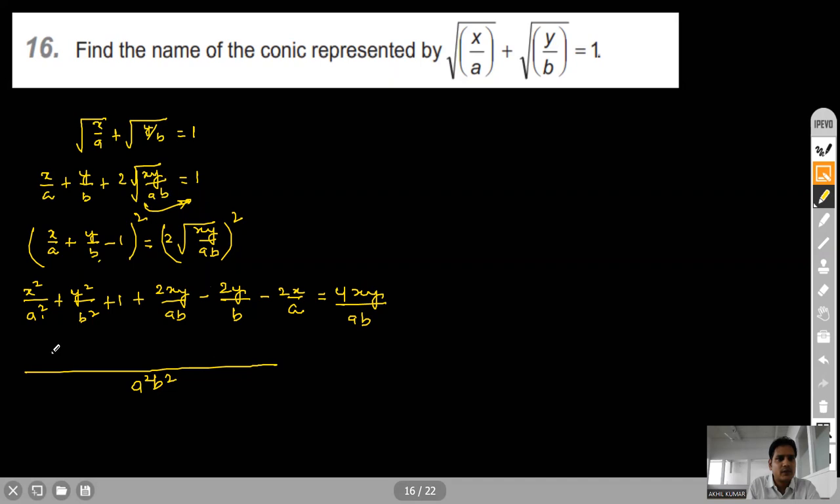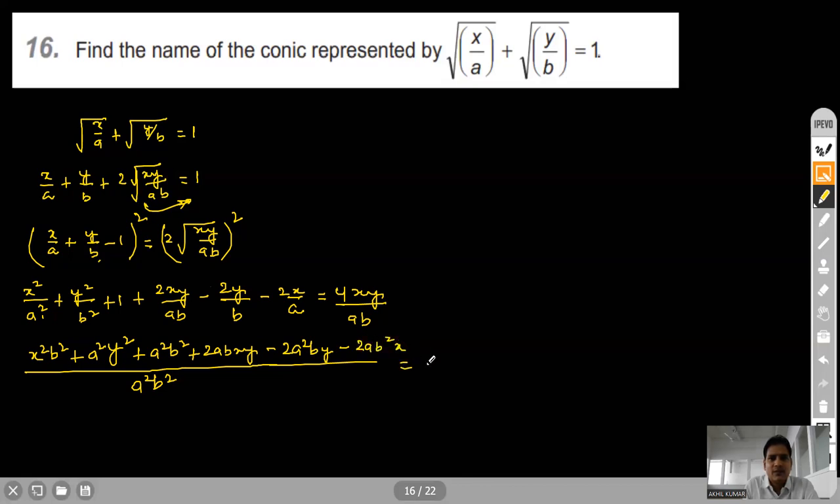So this will be a square b square. So we got x square b square plus a square y square, and what else? This will be a square b square, 2ab xy, and then minus 2a square b y and minus 2ab square x. This will be equal to 4xy upon ab. So we can cancel this ab with one ab, and now we can cross multiply.